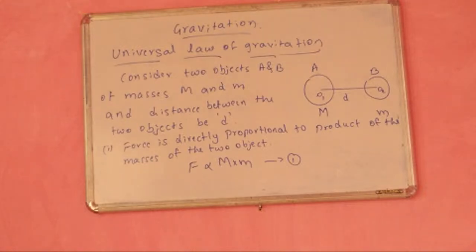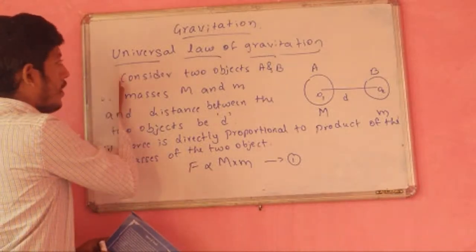Here we have to remember the statement of the universal law of gravitation. According to the universal law of gravitation, every object in the universe attracts every other object with a force which is directly proportional to the product of their masses, and inversely proportional to the square of the distance between them. So this is the first part.